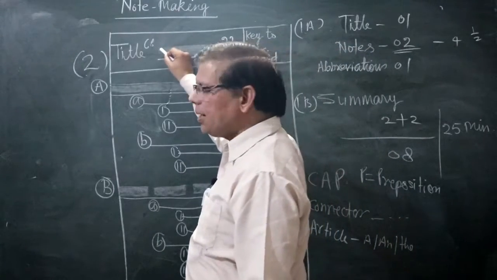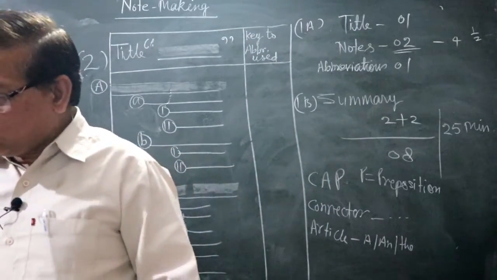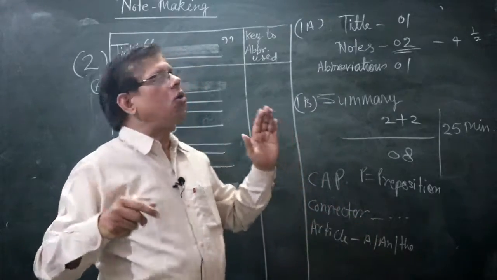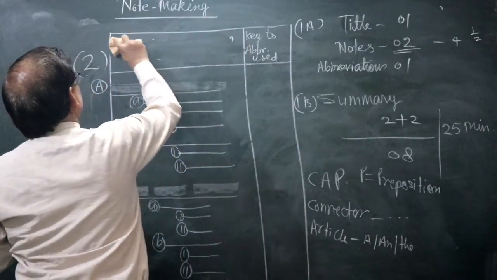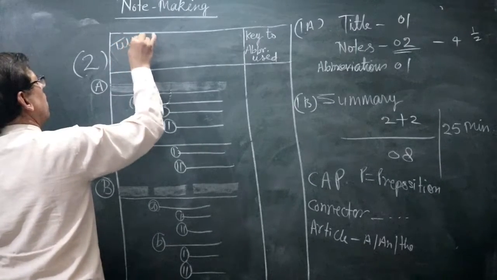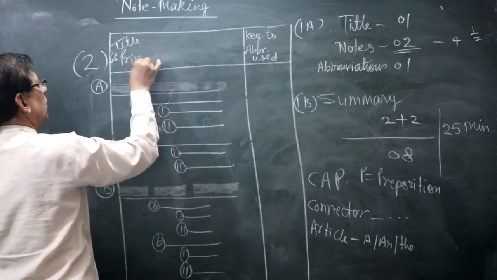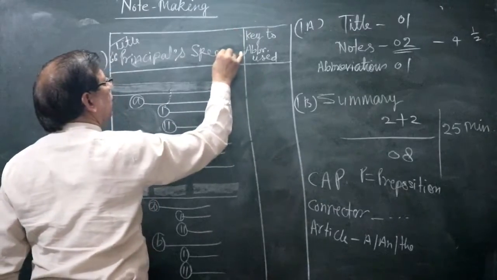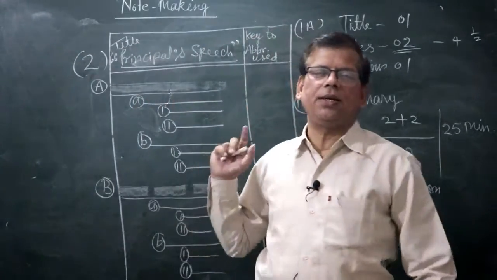Now in Principal's Speech, P capital, apostrophe S, speech with S capital, two words are there. And if you want to write another heading, School Round the Year. Round is a preposition, so R should be small. Or all the letters should be capital. You should know this. I am writing the title: Principal's Speech. Underline the title. It is a must.